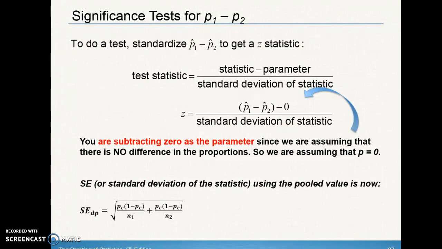So what does your test statistic look like? Remember, our test statistic has the same formula every single time. We're always going to do the statistic minus the parameter divided by the standard deviation. In this case, we don't have a single p-hat. Since we have 2 samples and we're subtracting them, that statistic actually becomes p-hat 1 minus p-hat 2. So you want to be a little bit careful with that.